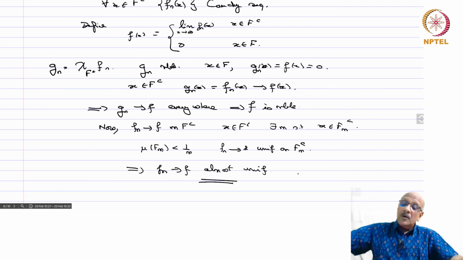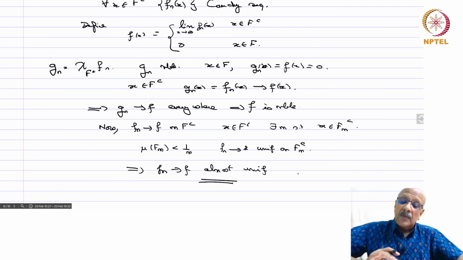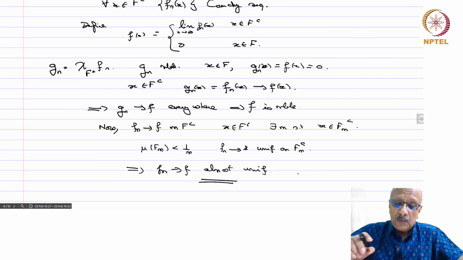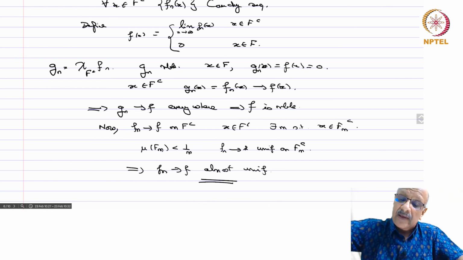So this completes almost uniform convergence and almost uniform Cauchiness. Next time we will take up another notion of convergence and examine its properties.